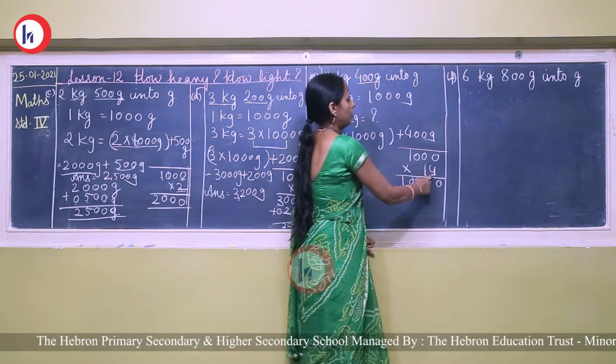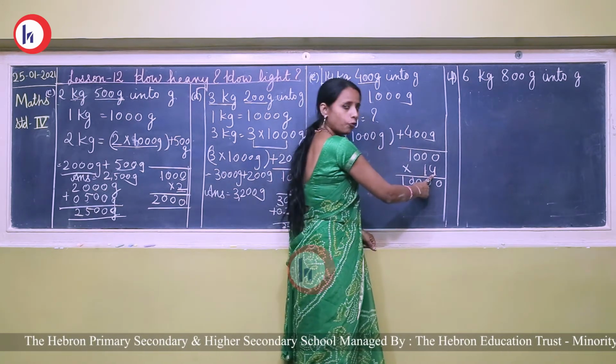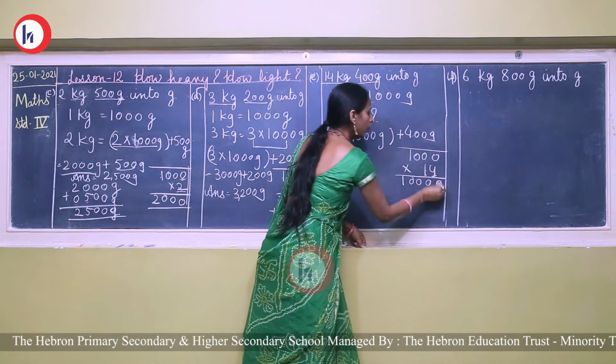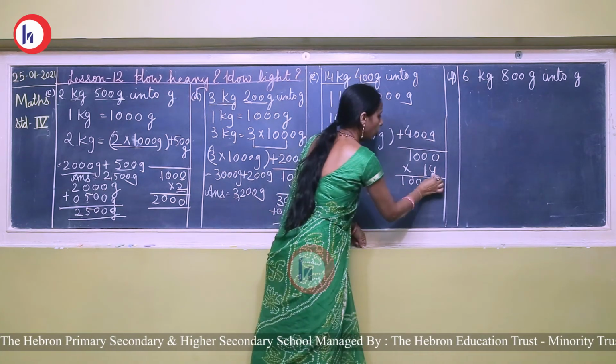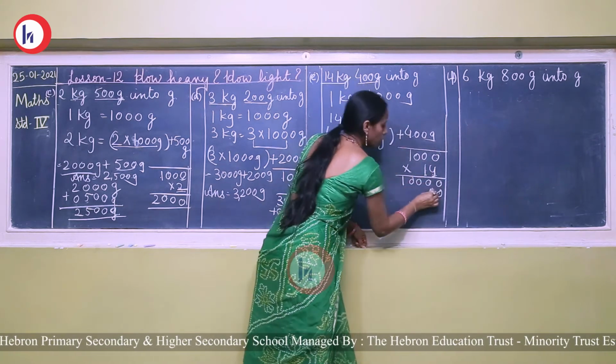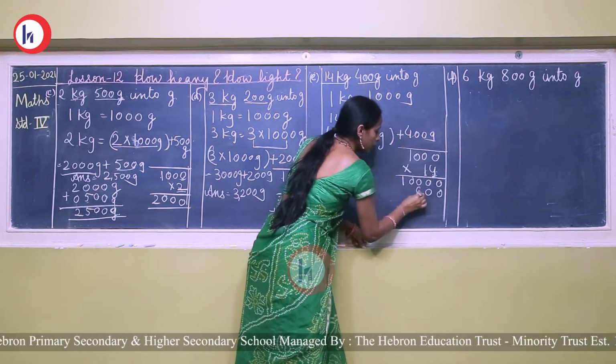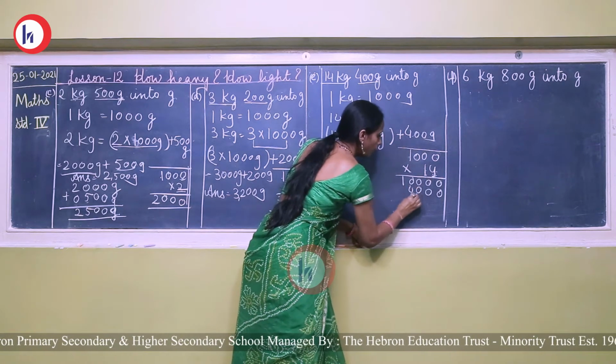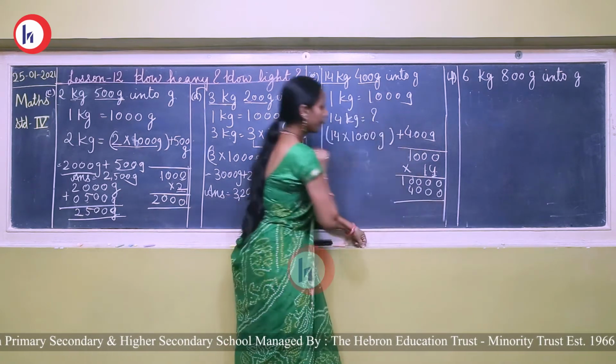Okay. Now, next it is 4. Okay. It is on the tens place. So, we'll start from the tens place. 4 multiplied by 0, 0. 4 multiplied by 0, 0. 4 multiplied by 0, 0. And 4 ones are 4.